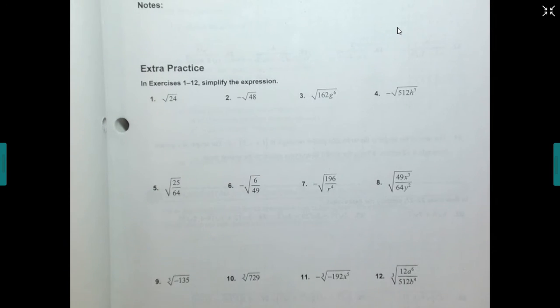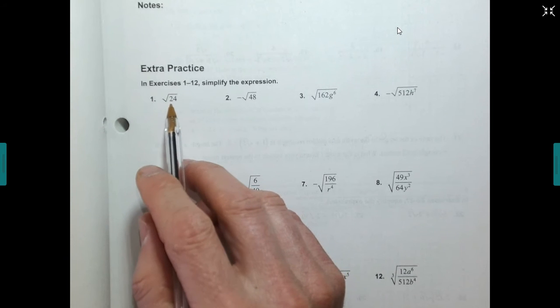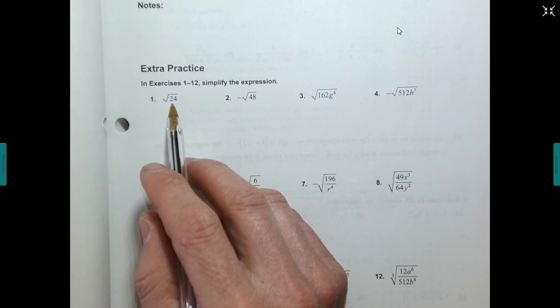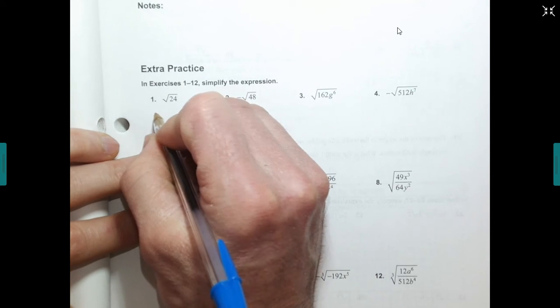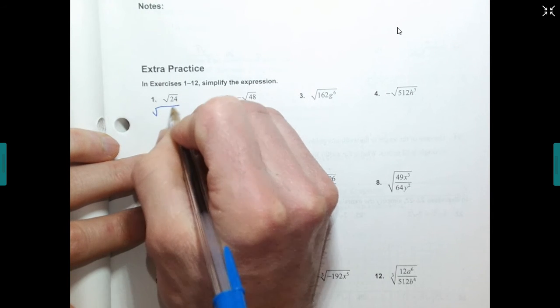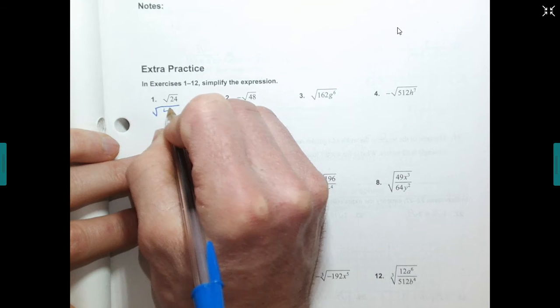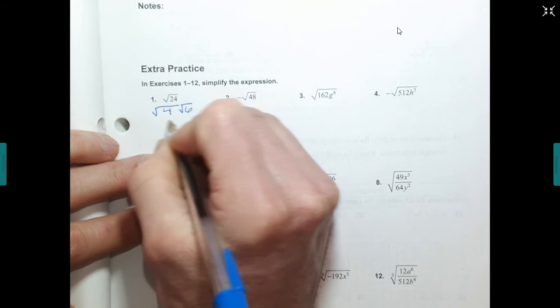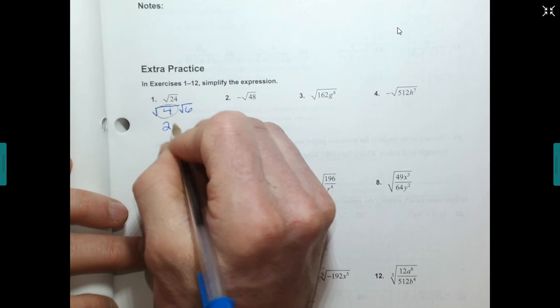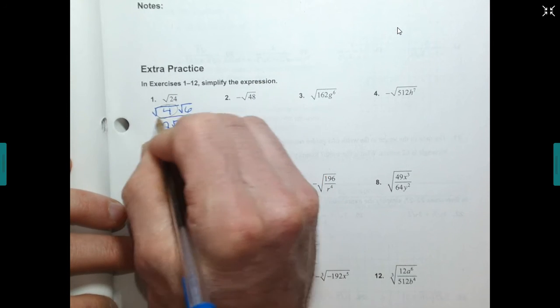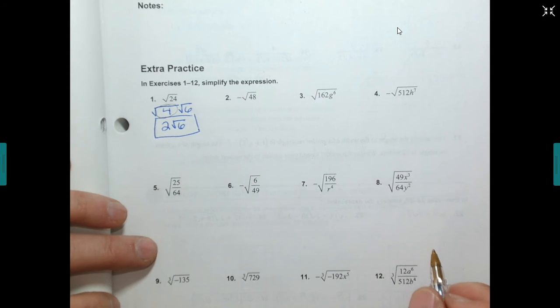Square root of 24. So let's see, do we have any squares in this one? Square root of 24 is the square root of 4 times the square root of 6. So I could take out a 2. So I have 2 times the square root of 6. And that's as simplified as I can get. All right, give that a try.